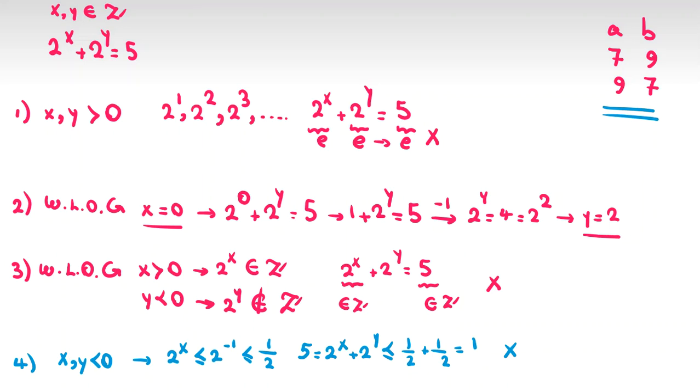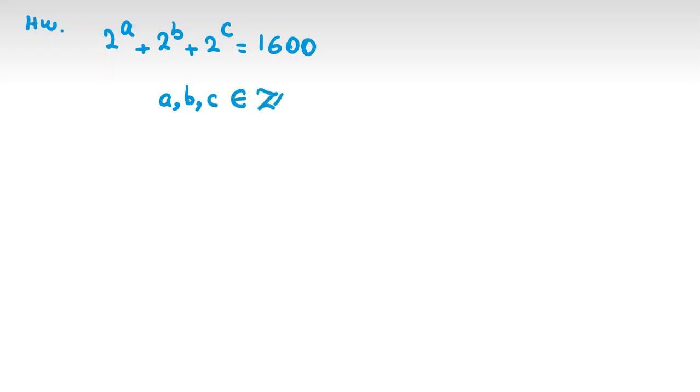Okay, let me write a homework for you. Our homework is this: 2 to the a plus 2 to the b plus 2 to the c equals 1600, and a, b, c are integers. Try to solve this and comment your answers right below this video.